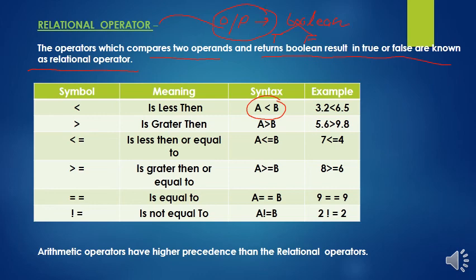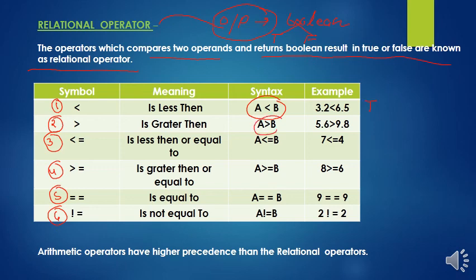Java provides these relational operators. First one is less than, second is greater than, third is less than or equal to, fourth is greater than or equal to, fifth is equal to, and sixth is not equal to. First is a less than b. So 3.2 is less than 6.5. Answer is what? True. It will give true.